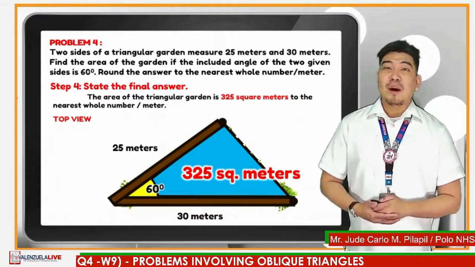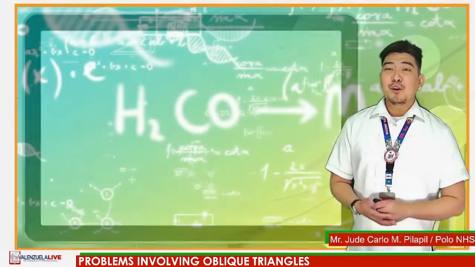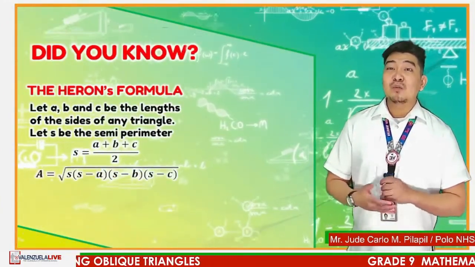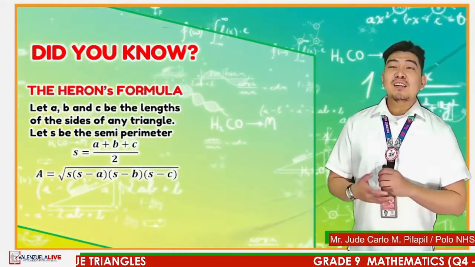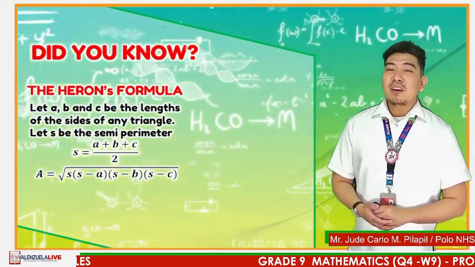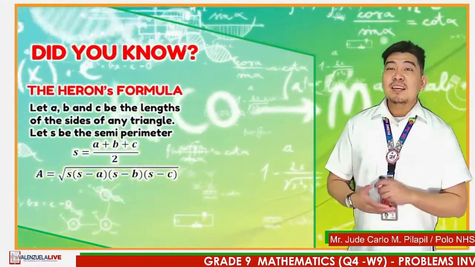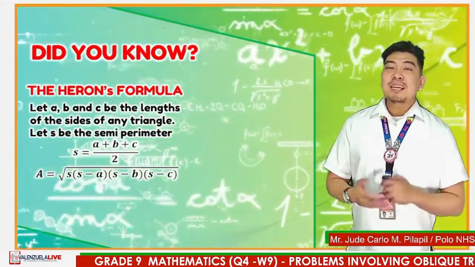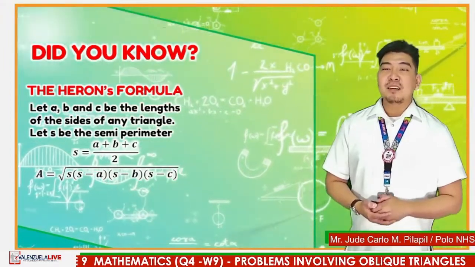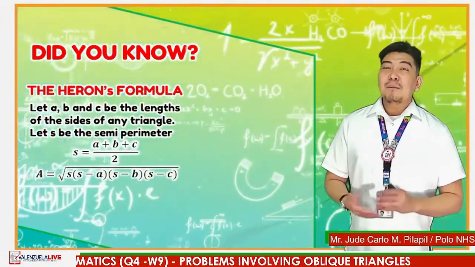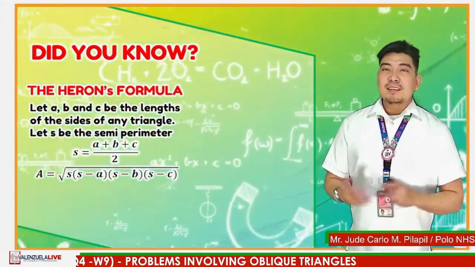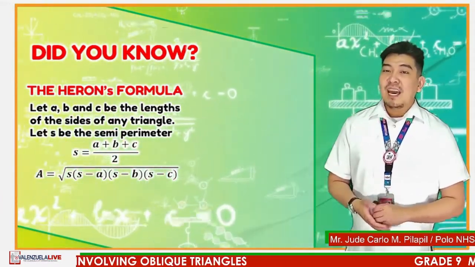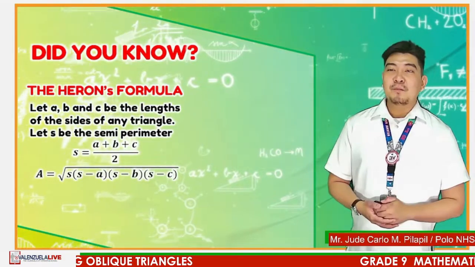Do you know other formulas in solving for the area of a triangle aside from what were mentioned a while ago? Did you know that we have what we call Heron's formula? This is used to solve for the area of a triangle given its three sides. So we let A, B, and C be the lengths of the sides of any triangle. We let S be the semi-perimeter. The semi-perimeter can be computed by getting the sum of the sides and dividing it by 2.